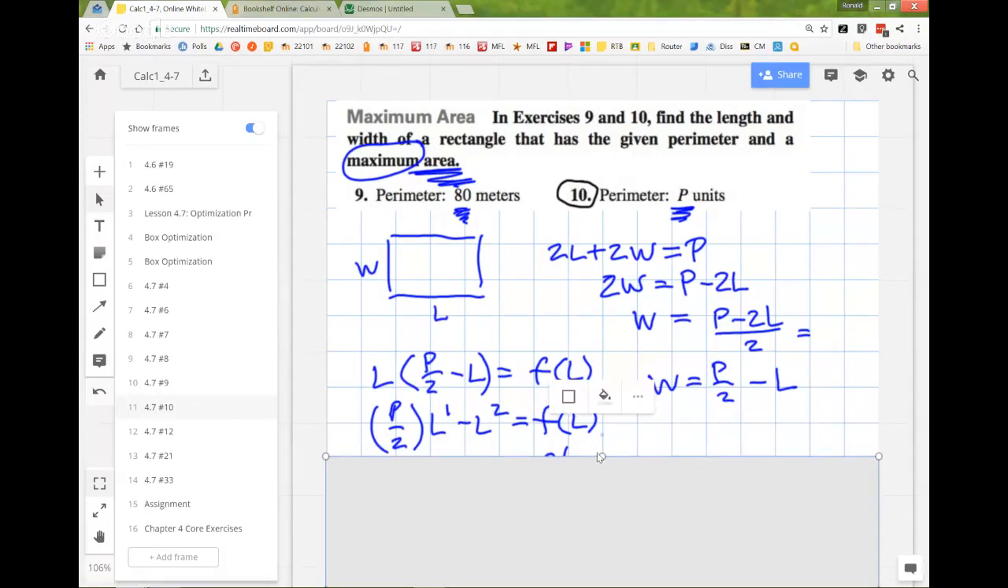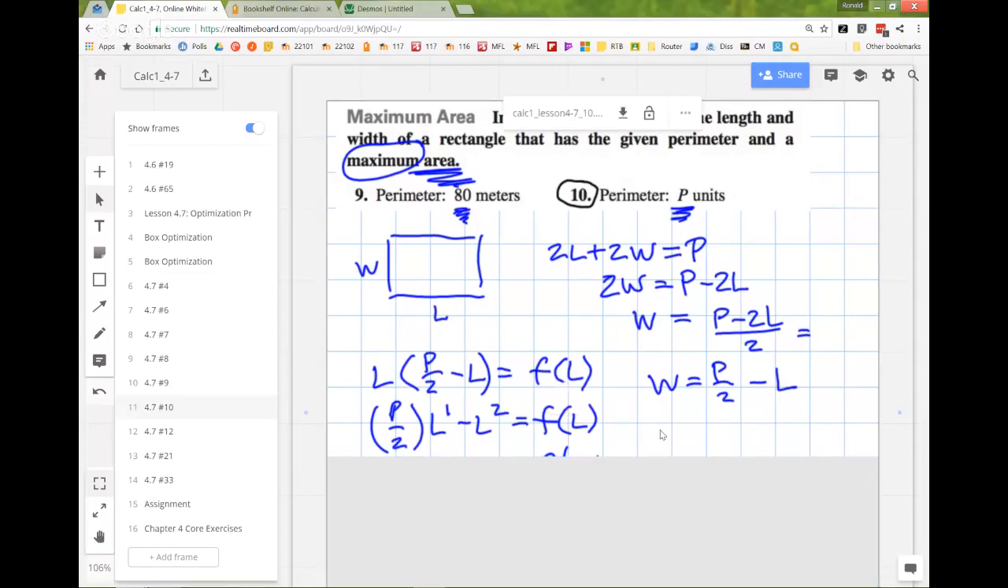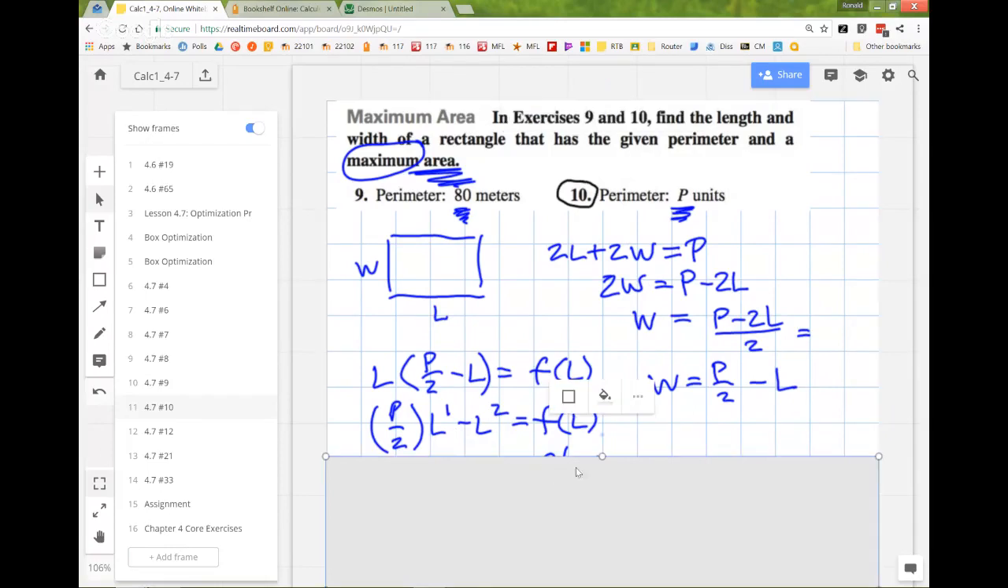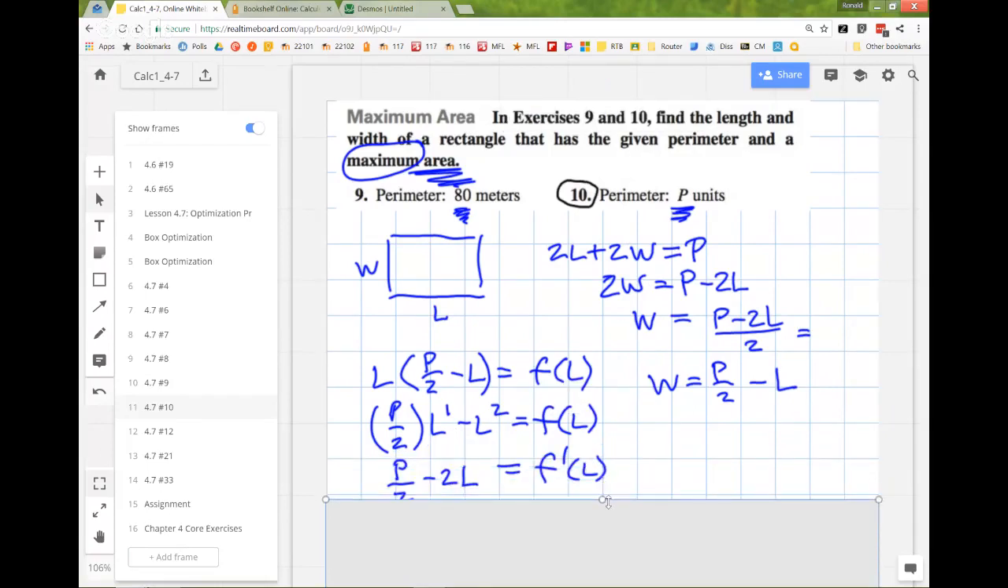Okay, so I got to remind myself, what did I do here? So I just multiplied. L times P over 2 is P over 2 times L. That's to the first power. And L times negative L is negative L squared. Okay. What's the derivative? P over 2 times L to the first power. Well, the constant's there and the variable's gone. And negative L squared, the derivative is negative 2L. Set derivative equal to 0.